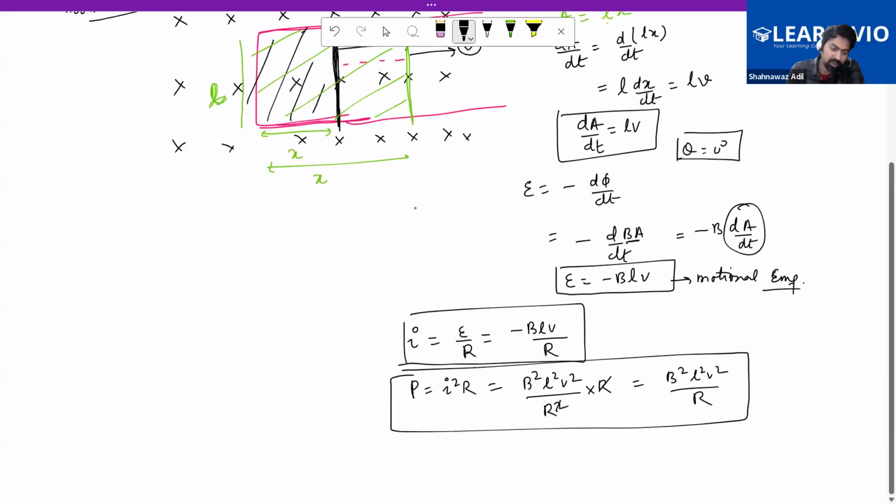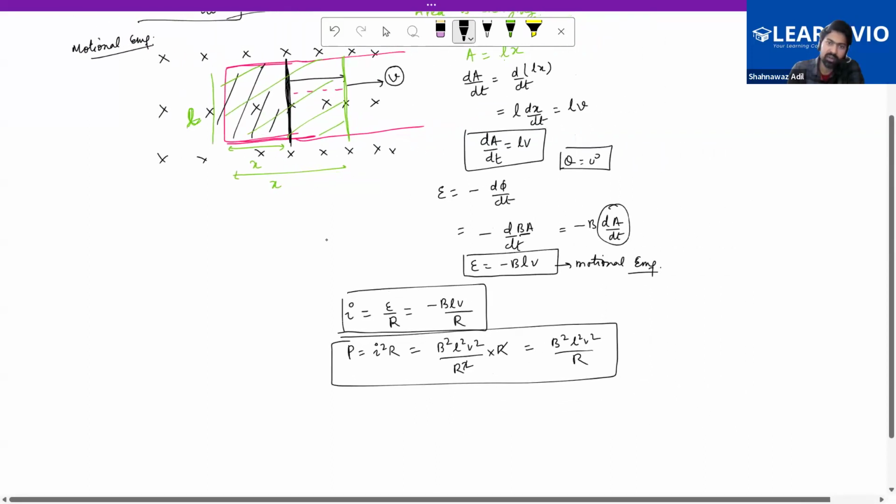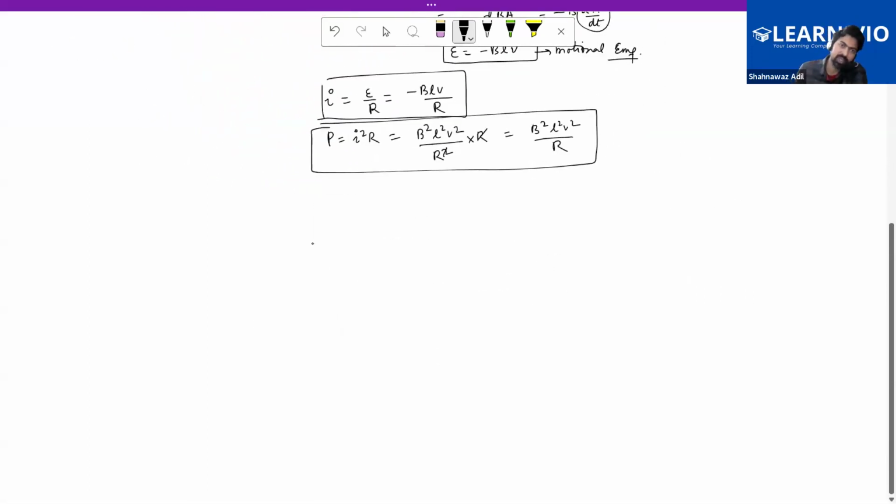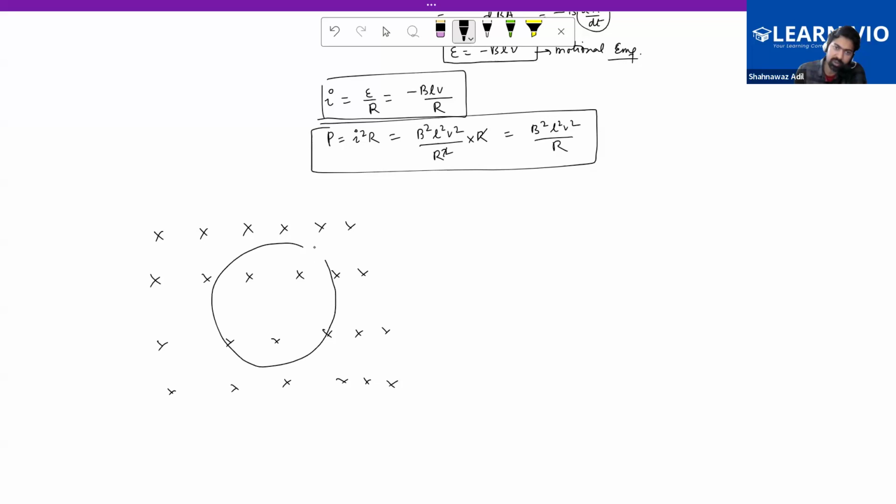And then you can also have, let's say you have the same magnetic field, but the coil is rotating. So this is the length of this thing, and this is rotating, right? This is rotating. So what would be the EMF of this thing?